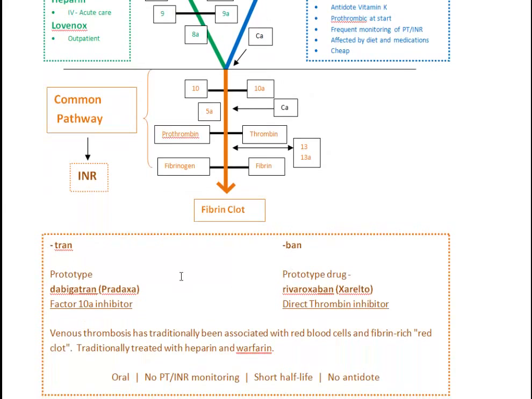So the bans like Xarelto, and you can pronounce that yourself, I haven't practiced it too much, act directly on the thrombin. They're a thrombin inhibitor, and you can see that's down here. So the advantage of these drugs is that they're oral. They have no PT/INR monitoring. You might have to monitor for liver and or renal function, just like you would with any other drug. Look at monitoring, but you don't have to monitor coagulation.